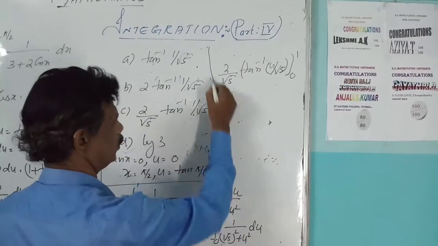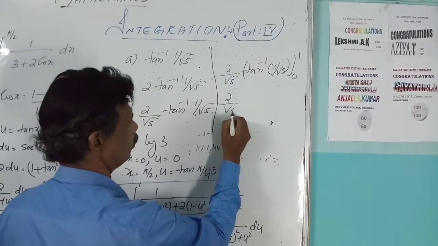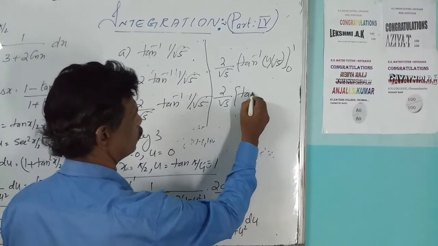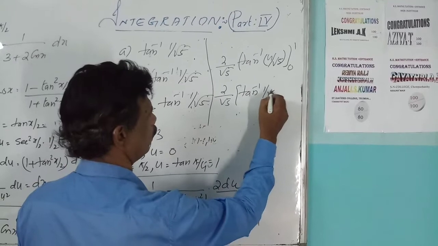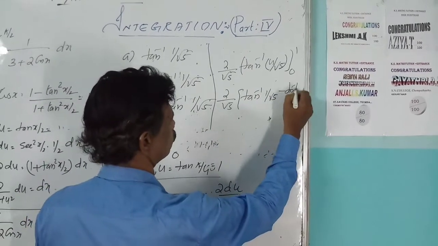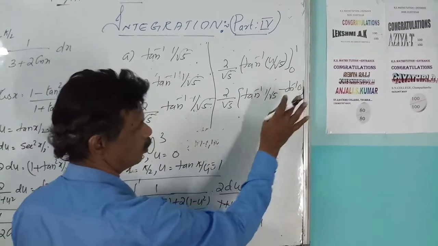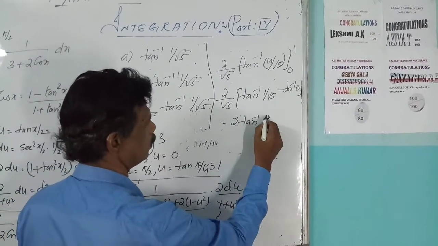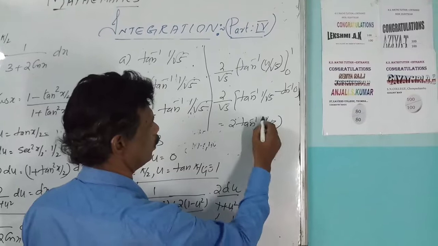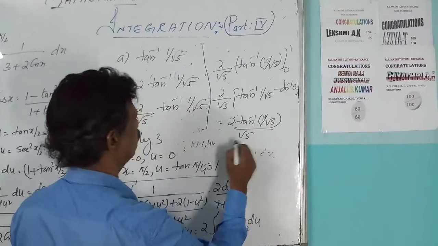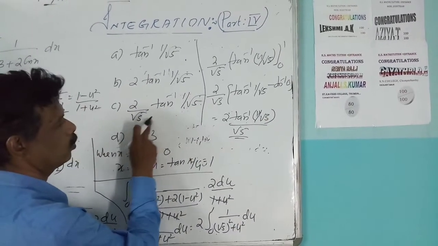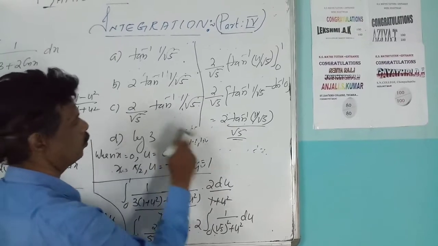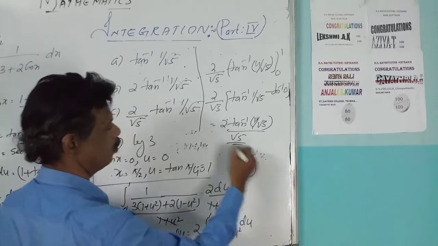That is 2 by root 5 into tan inverse of 1 by root 5 minus tan inverse of 0. Tan inverse of 0 means 0. So the final answer is 2 tan inverse 1 by root 5 divided by root 5. Our option is 2 by root 5 tan inverse 1 by root 5. That is, C is our option.